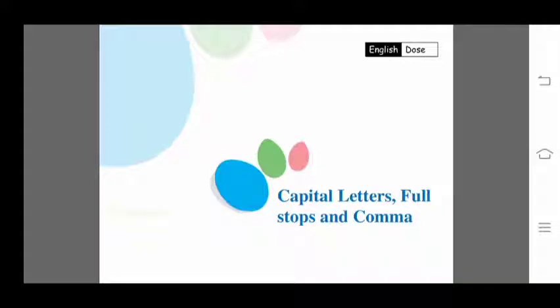Morning. Today we will learn our next chapter, capital letters, full stops and comma. What are the capital letters and what are the small letters? First of all, you should answer. To understand this chapter, let's continue with the capital letters and the small letters.